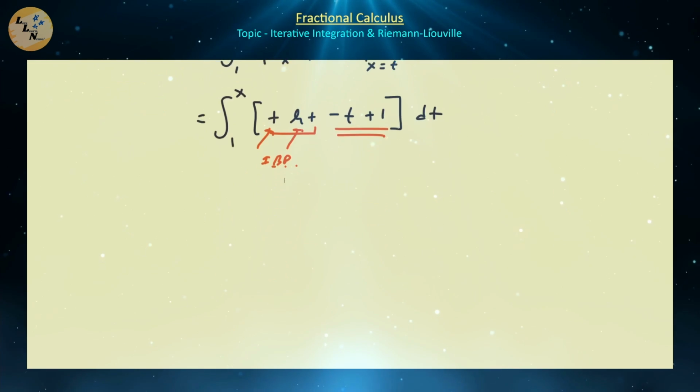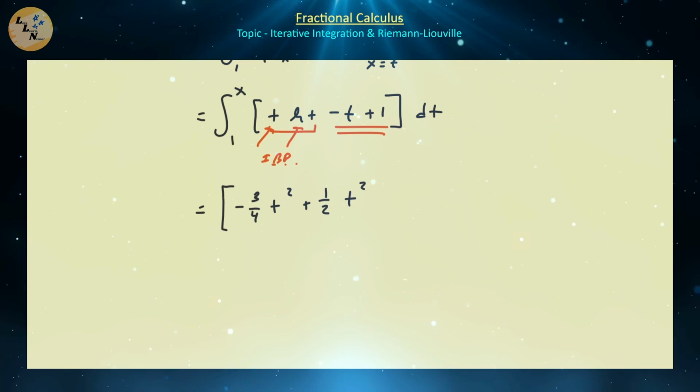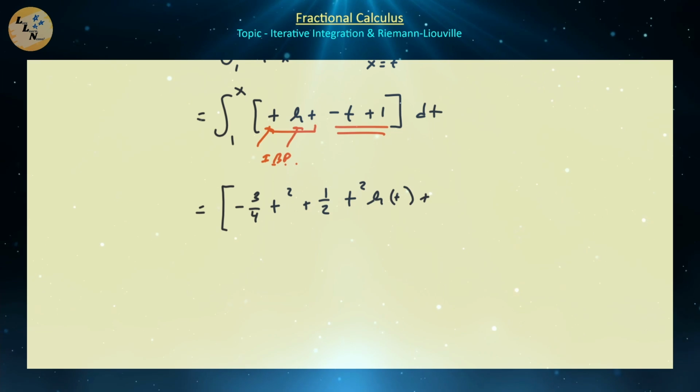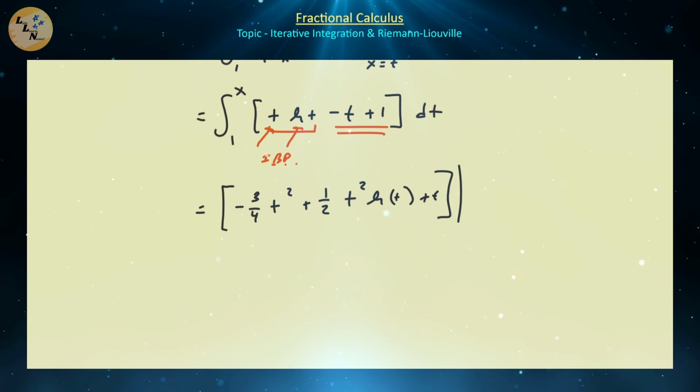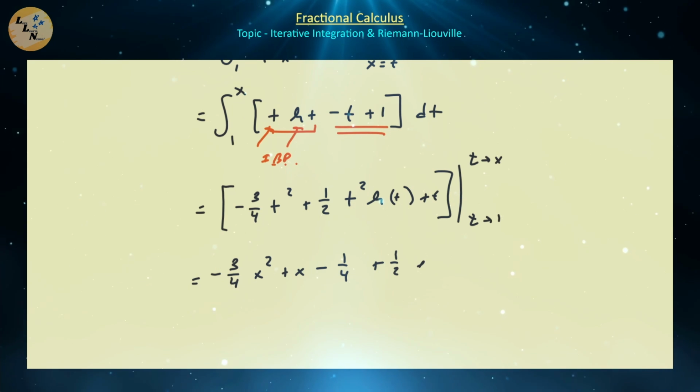Once we do all that algebra and simplify, before we evaluate the lower and upper bounds, that's going to give us negative 3/4 t squared plus 1/2 t squared natural log of t plus t, and then we can evaluate this as t goes to x and as t goes to 1. Once we clean this up a bit, that's just going to be equal to negative 3/4 x squared plus x minus 1/4 plus 1/2 x squared times the natural log of x.